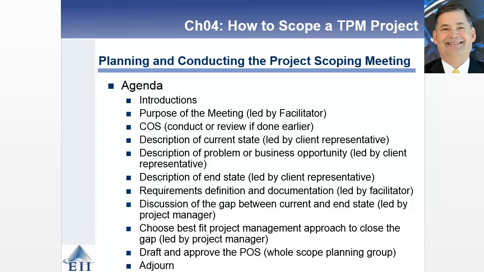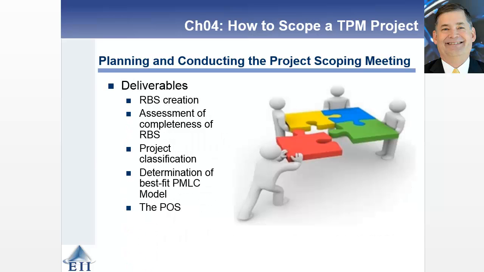Talk about the gap between where you are now and where you want to be. Talk about what's going to be the best project management approach to close that gap, typically done by the project manager. And then finally, sit down and write that one-page project overview statement. And then from there, you adjourn the meeting. So a lot to cover, and as you can see, there are different leads along the way. Almost everyone gets involved. The facilitator is talking, the client representative is talking, the project manager is talking and leading different parts of this meeting.